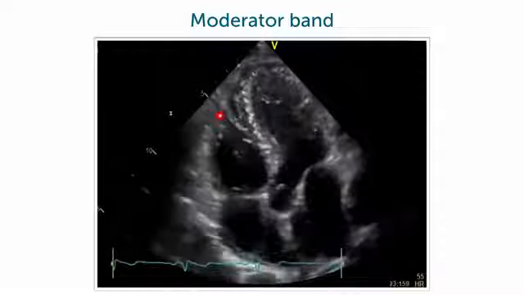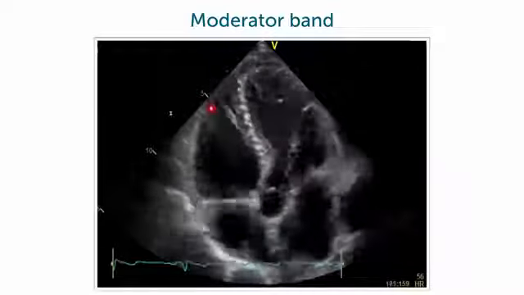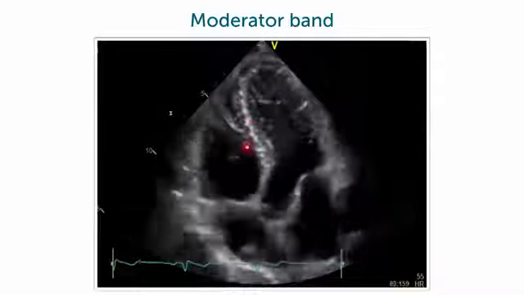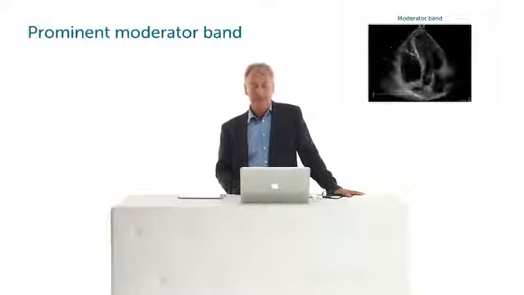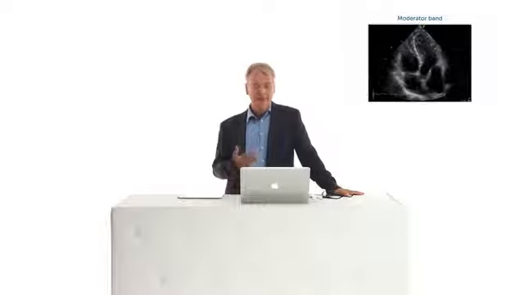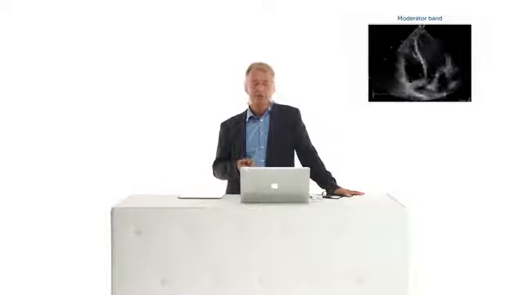It's this structure here that spans from the lateral wall to the septum. The moderator band can sometimes be very prominent. And the function of the moderator band is not quite clear. Some people say that it is important so that it prevents excessive expansion of the right ventricle. But it also has fibers which conduct. So it might also be important for the conduction system.